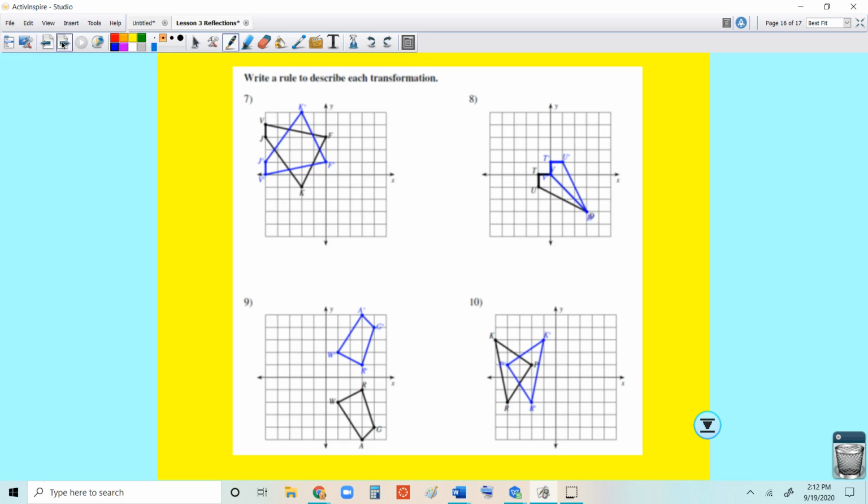And then one last. This one is saying here's the original, the pre-image, and the image. Write a rule to describe each transformation. Some of these are exciting, so some may be an extension, but you could just say reflect over this line, reflect over that line. So figure out where the line of symmetry is.